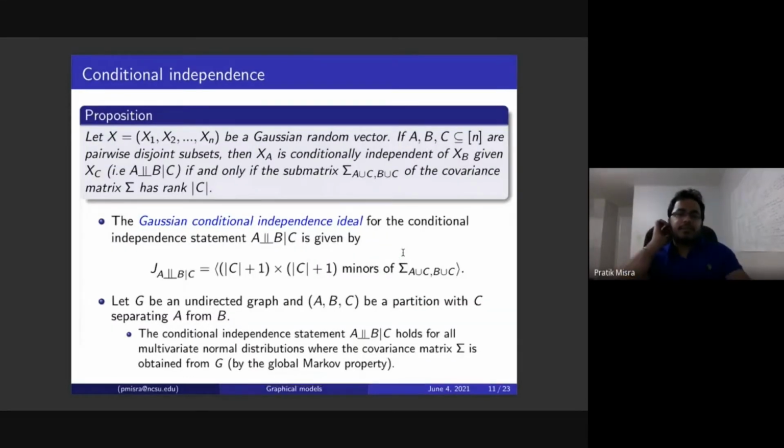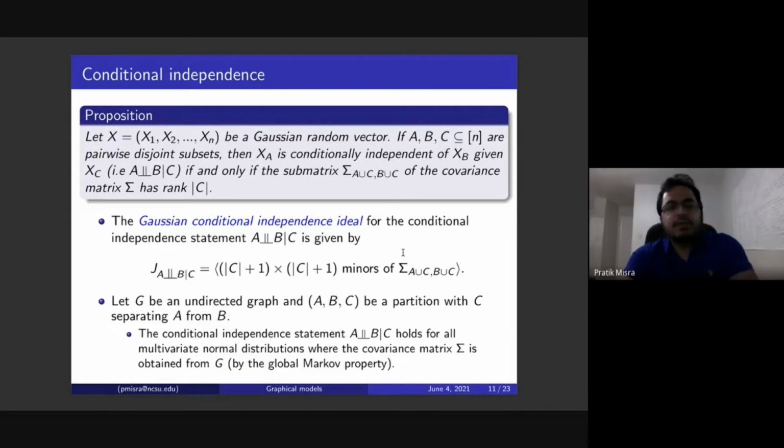Okay, so this brings us to the concept of conditional independence. We use a proposition which says that if X equals X1, X2, ..., Xn is a Gaussian random vector, and if A, B, C are pairwise disjoint subsets of n, then XA is conditionally independent of XB given XC, denoted A independent of B given C, if and only if the submatrix of the covariance matrix sigma with rows A union C and columns B union C has rank at most the cardinality of C.